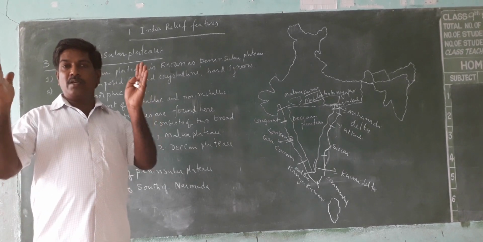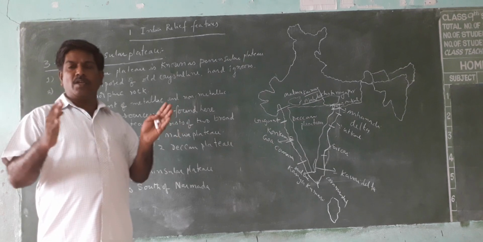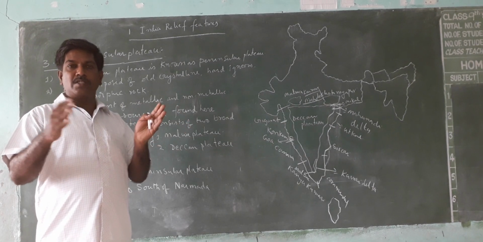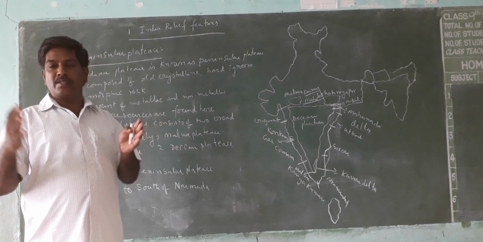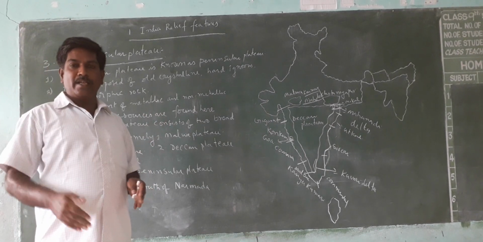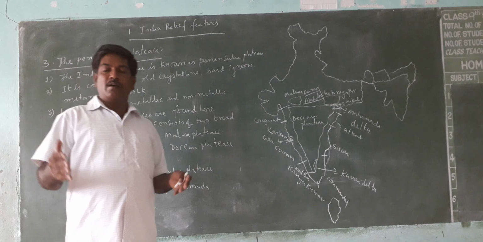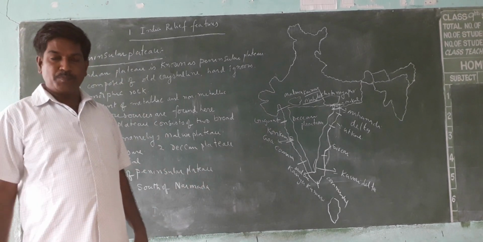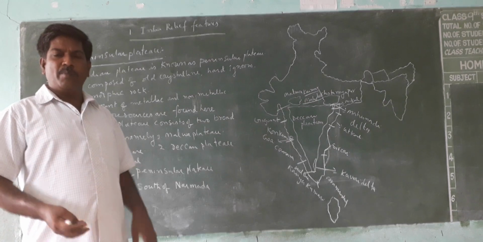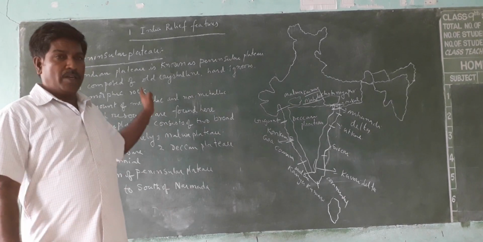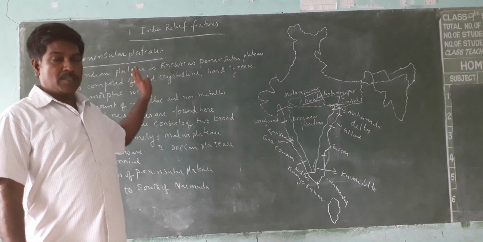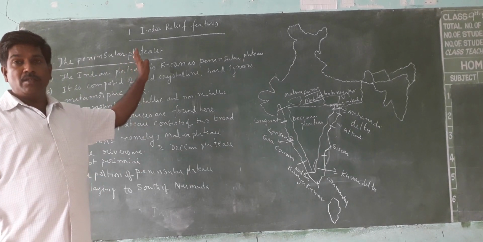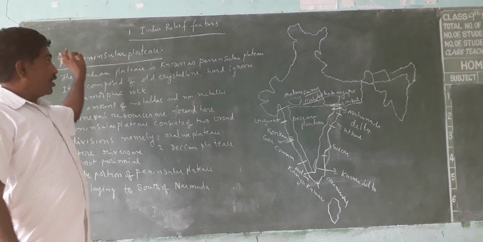The Greater Himalayas height is 6,100 meters, the Lesser Himalayas height is 3,700 to 4,500 meters, and the Shivalik range height is 900 to 1,100 meters. And later I am asking about the next feature. What is that? I wrote 6 features on the blackboard. What is the third one? That is the peninsular plateau.